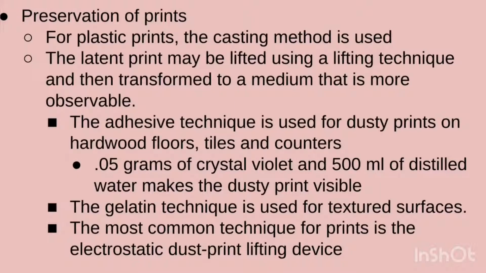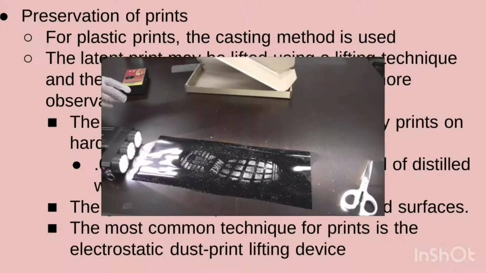The next technique is the gelatin technique, where a sheet of gelatin is placed on the print, and since it is flexible, it is able to get into small crevices and preserve the details of the print. The most common technique is the electrostatic dust print lifting device. This device would charge the particles of dust or soil, which makes them attract to the film. This attraction transfers all dust and soil to the film for an accurate representation of the print.